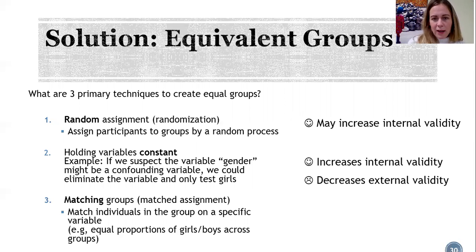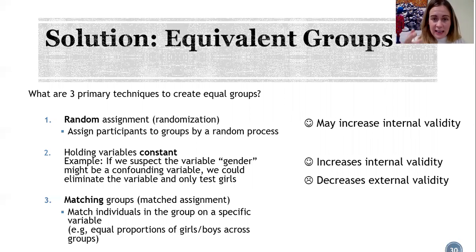Whenever we can, we want to make a note of possible confounds and do what we can to make sure our groups are equivalent so that those variables aren't a problem. So any third variable that we think is going to impact our dependent variable, we should do what we can to make sure our groups are equivalent in that. One way that we can do this is by holding it constant, only testing girls, only testing boys.